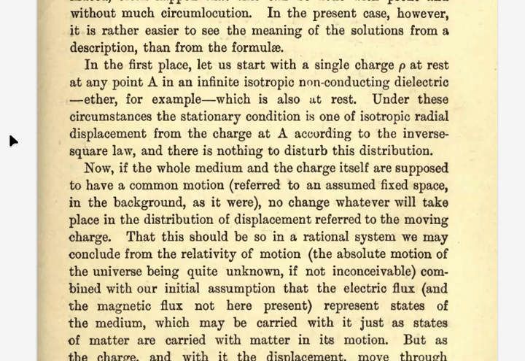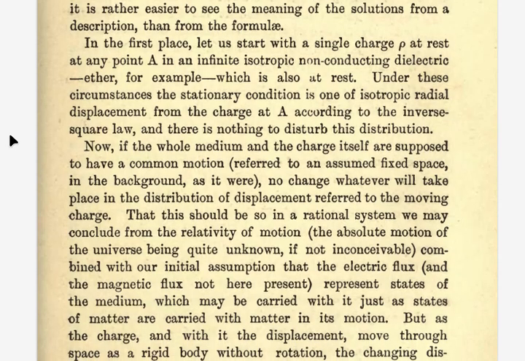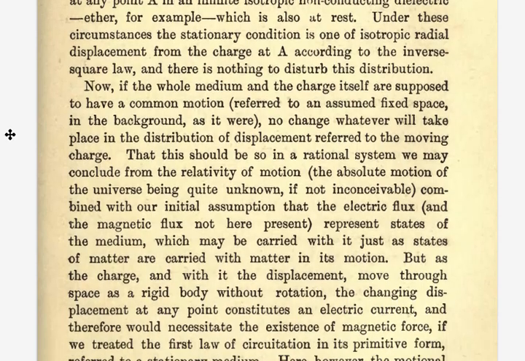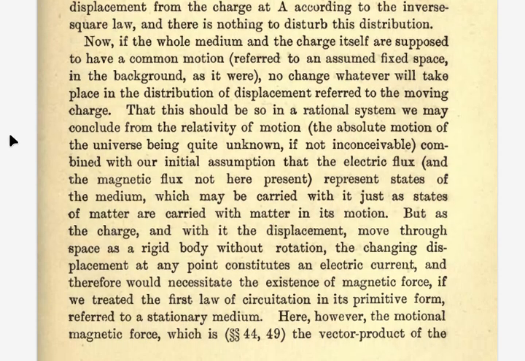Under these circumstances, the stationary condition is one of isotropic radial displacement from the charge at A according to the inverse square law, and there is nothing to disturb this distribution. Now, if the whole medium and the charge itself are supposed to have a common motion referred to an assumed fixed space, in the background, as it were, no change whatever will take place in the distribution of displacement referred to the moving charge. That this should be so in a rational system we may conclude from the relativity of motion, the absolute motion of the universe being quite unknown.